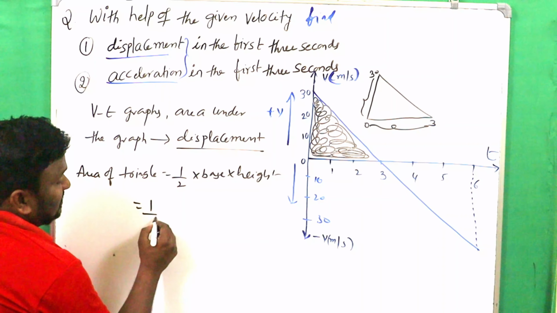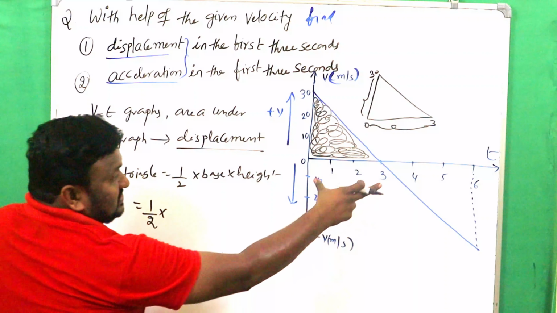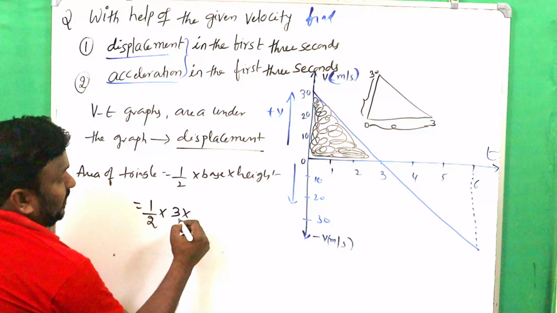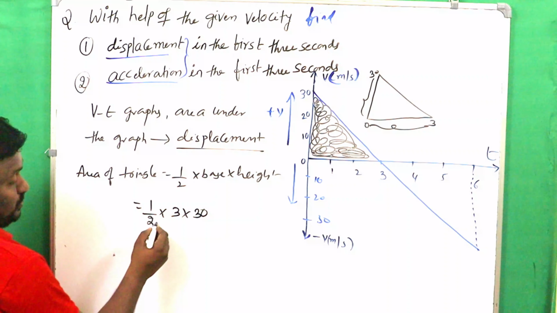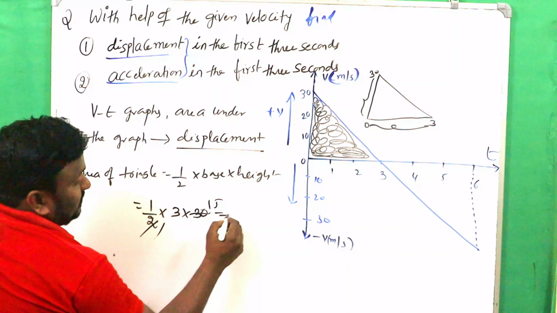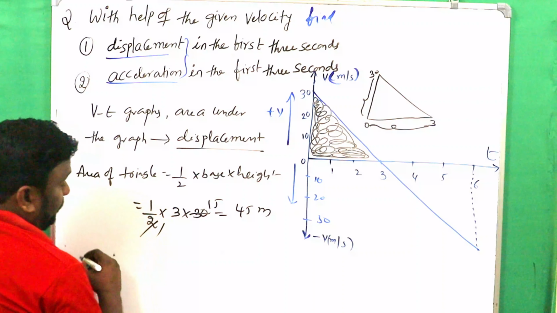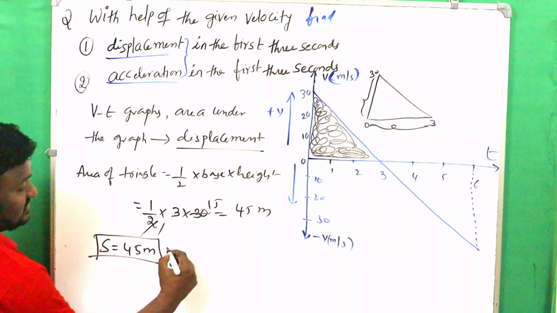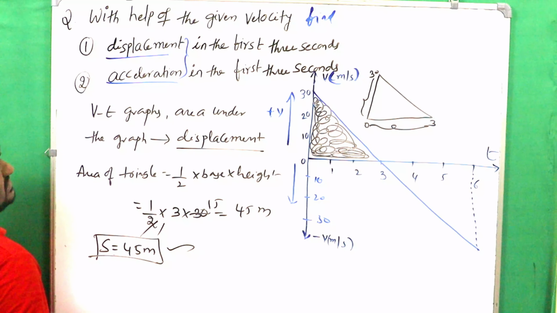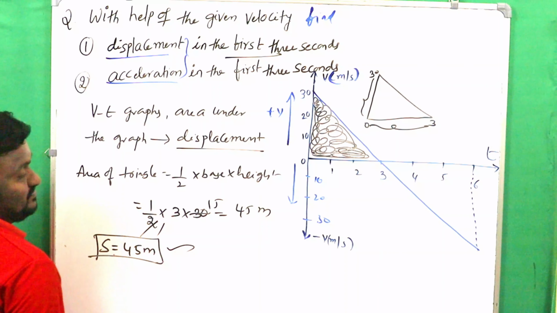Here what is the base? Just now we discussed, the base is 3, into height, 30. So half of 30 is 15, and 3 times 15 is 45 meters. Displacement covered is 45 meters. In this way we find the displacement within the first 3 seconds.